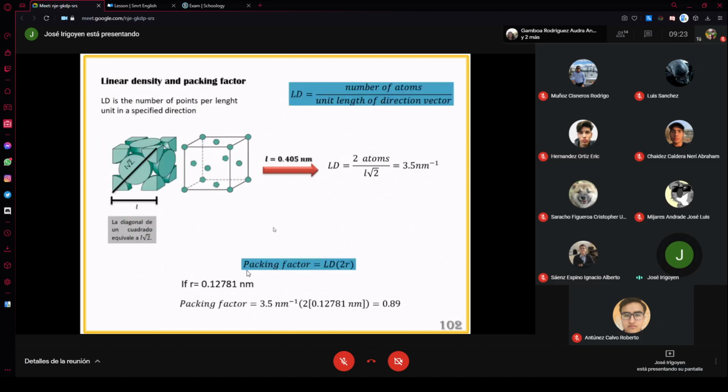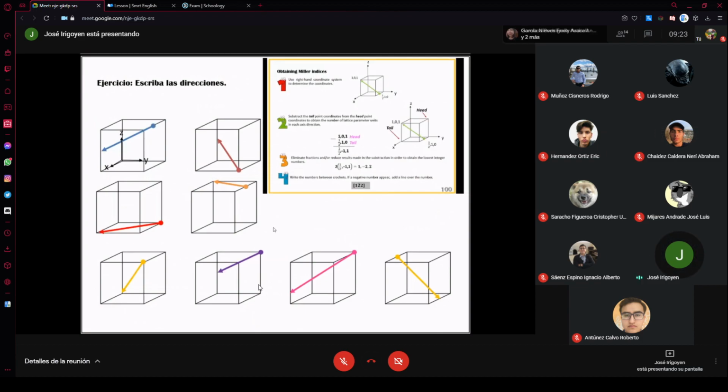So let's try to do this. I'm going to help you with this. Let's try to do it together. This first example here. We have, what's the coordinate for the tail in this case? What's the coordinate? How much in X?